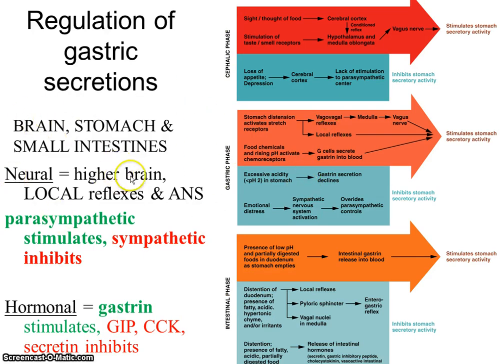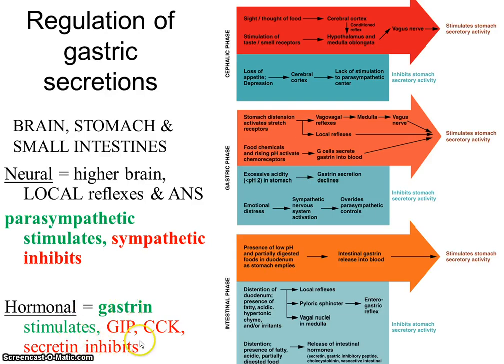So I say the neural aspects are the higher brain in control, local reflexes in the enteric nervous system, and the autonomic, parasympathetic stimulating, sympathetic inhibiting. Hormonal regulation is done through gastrin, which stimulates all aspects in the stomach, or gastric inhibitory peptide, cholecystokinin, and secretin, which inhibit what's happening in the stomach.